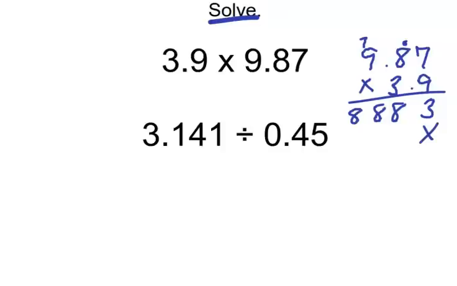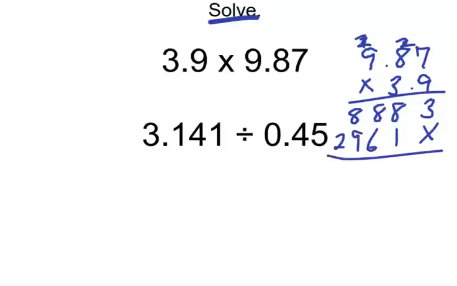Put the spacer, now we're going to do the 3. 3 times 7 is 21, put a 2 here, 1 there. 3 times 8 is 24, plus 2 more is 26. And then 3 times 9 is 27, plus 2 more is 29.